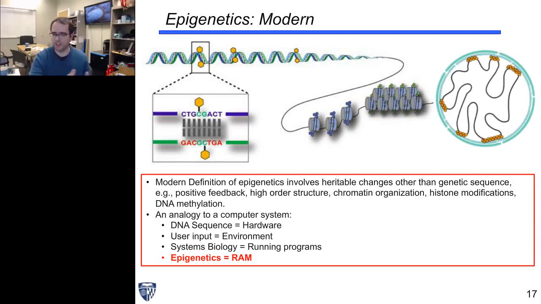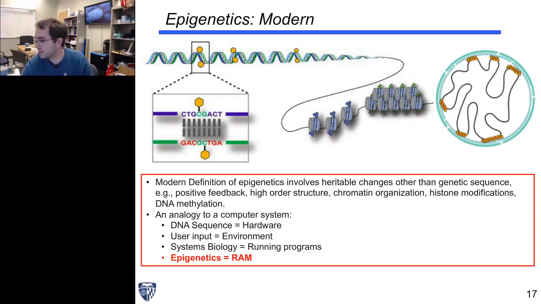A more modern definition of epigenetics is usually set as heritable changes other than the straight genetic sequence, which is to say positive feedback loops, higher order structure. Where DNA is in the nucleus actually matters. If DNA is at the periphery of the nucleus versus in the center, DNA at the periphery usually isn't expressed, and DNA more in the center of the nucleus is more expressed. Chromatin organization, whether it's closed chromatin or more open chromatin so it can be accessed and expressed. And finally, DNA methylation, which is what we're going to talk about.